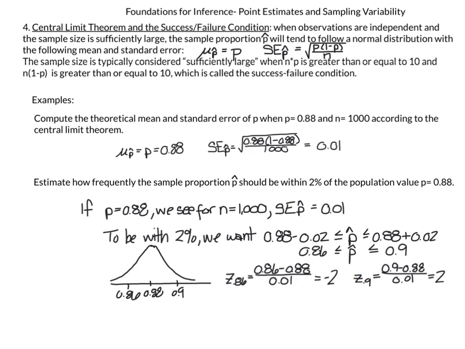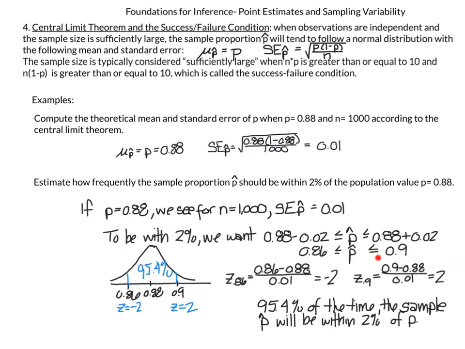We can calculate our z-score for 0.9. First we look at how many units 0.9 is away from our mean, which is 0.02, and it's positive because it's larger. We divide by our standard error, so we're 2 standard errors above the mean. So looking at our normal distribution, this z-score equals -2, and this z-score is equal to 2. We can look up in the table our z-score of 2, and we'll find that 95.4% of our data is between z-score -2 and 2, which means 95.4% of the time, the sample p hat will be within 2% of the population parameter p.